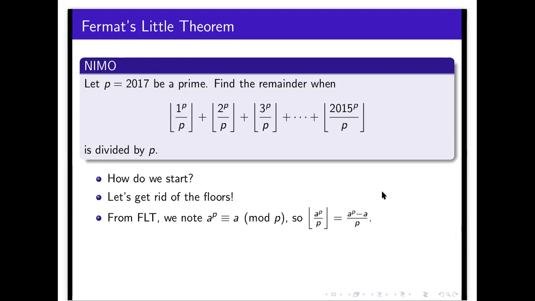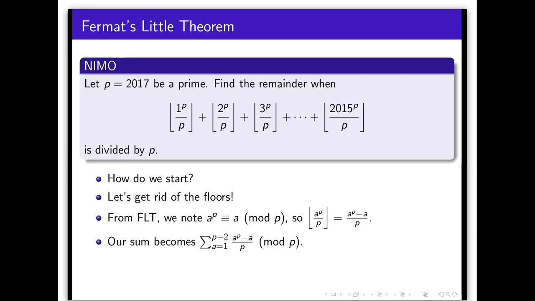With that, we can rewrite our entire sum like this. This is the sum from a equals 1 to p minus 2 of a to the p minus a over p mod p. Also, I'm going to be writing everything in terms of p until the end.